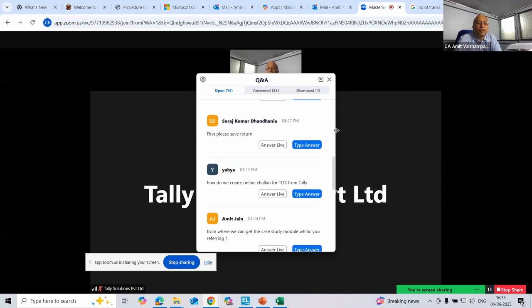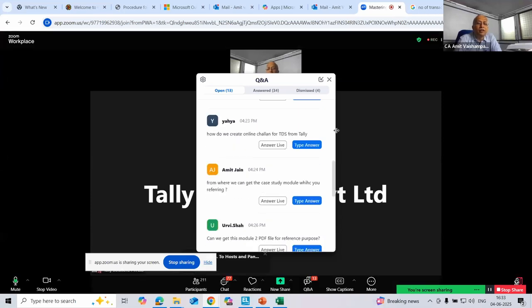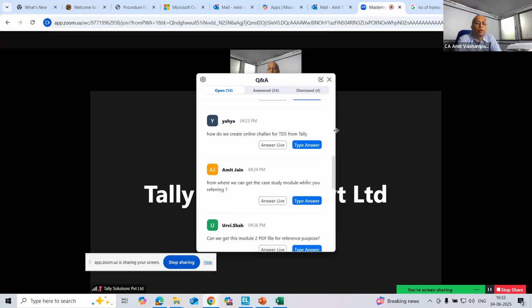How do we create online challan for TDS from Tally? So there is no online challan. It basically helps you to create a payment voucher. Online challan is the module where the payment voucher gets converted into payment to bank. That is the point at which you'll be able to make a payment, but that will have to be done in a separate module, not as a part of the TDS module. So there is no online challan that we are generating from the TDS module as of now.